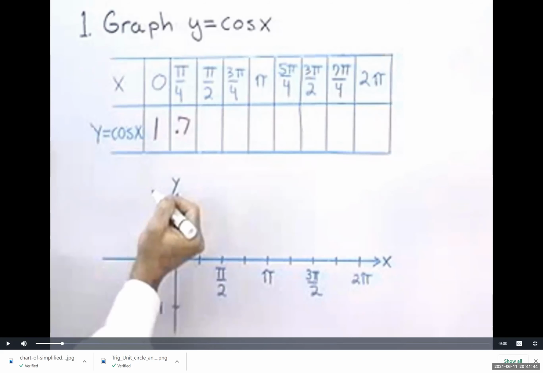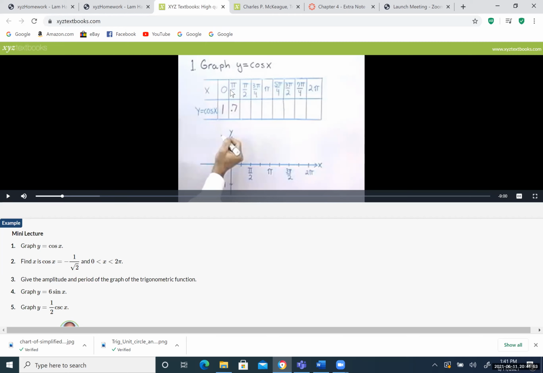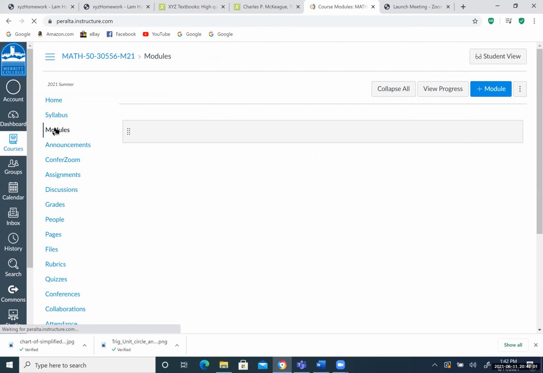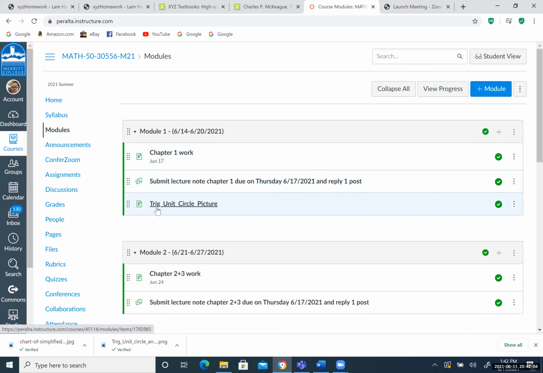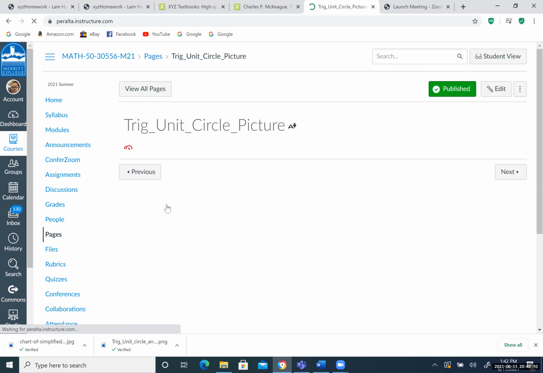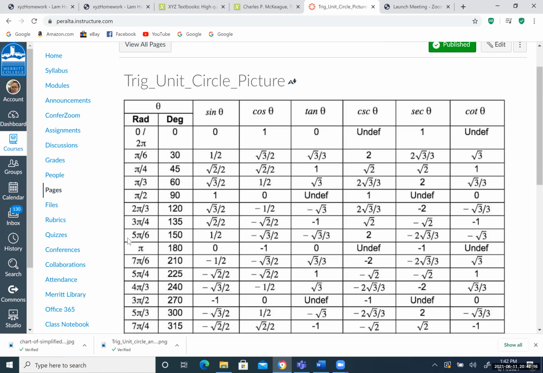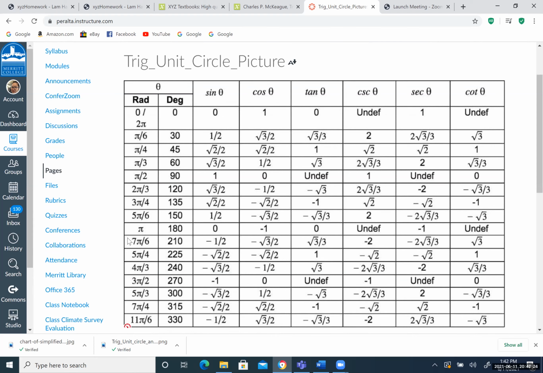About this table, I forgot to mention that I did post the table values for these special angles in Canvas in a module. Let me see the module. I think in module 1. You can click on the trig unit circle picture, so you can figure it out on your own by looking at this picture. This picture includes the radian and the degree of the angle. We have sine theta, cosine theta, tangent, cosecant, secant, and cotangent. So you can figure out a value on here.